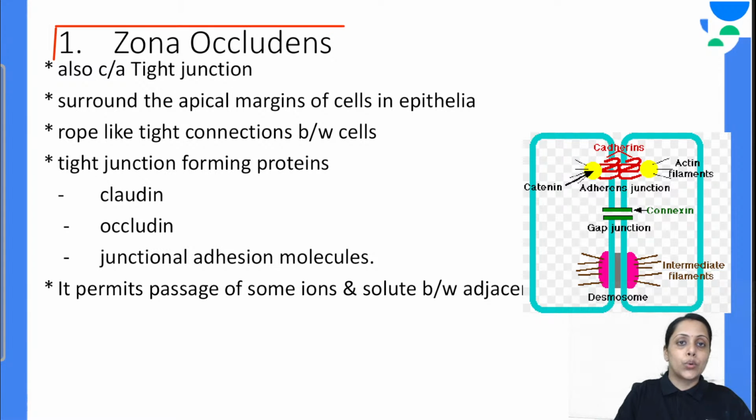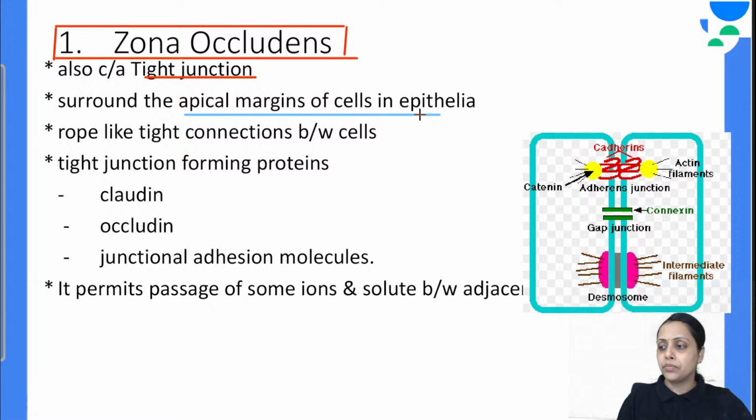First, coming to the zona occludens, which is also known as a tight junction. They are present at the apical margin of cells in the epithelia. They have a rope-like connection between the cells. Tight junction forming proteins are claudin, occludin, and junctional adhesion molecule.